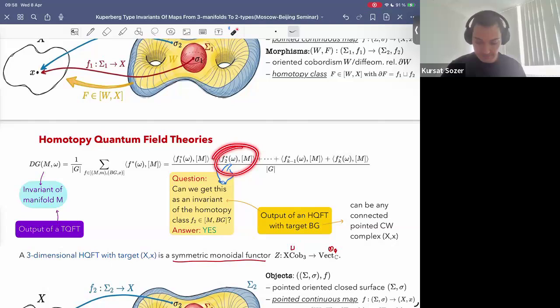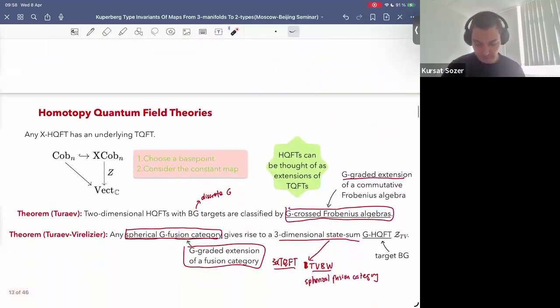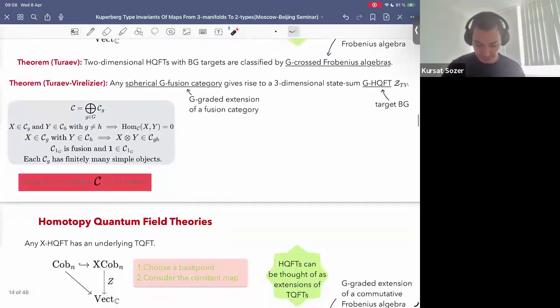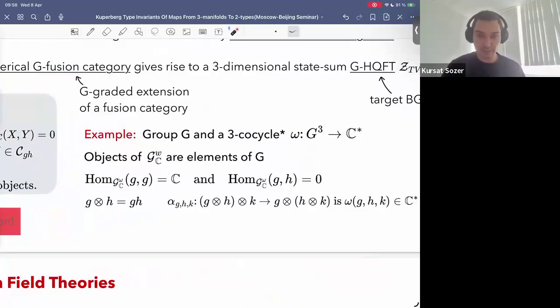So I told you at the beginning, the motivation was: can we get these invariants of the summand of a Dijkgraaf-Witten TQFT as a more refined theory, as an HQFT, an invariant of the summand. And here is the category that will get this. So we fix a group. It's just a discrete group. It can be finite, or let's consider finite in this case. It doesn't have to be in general.